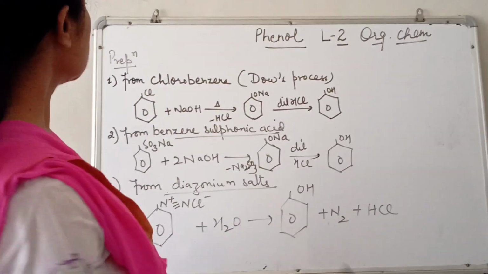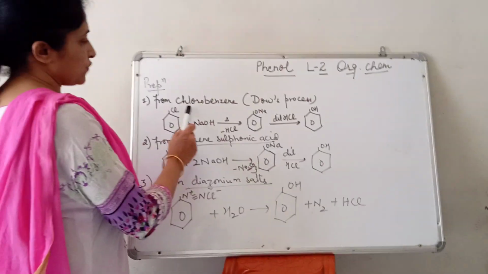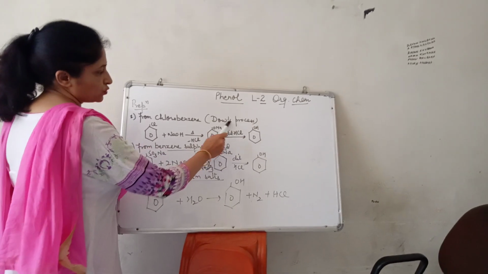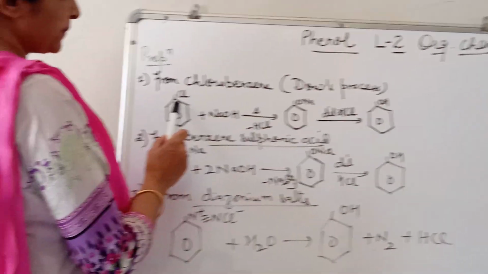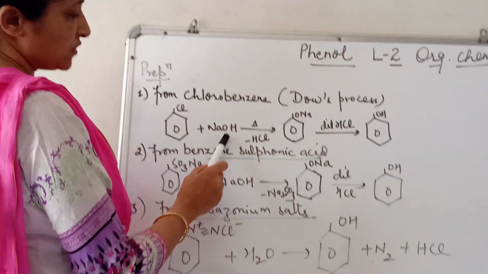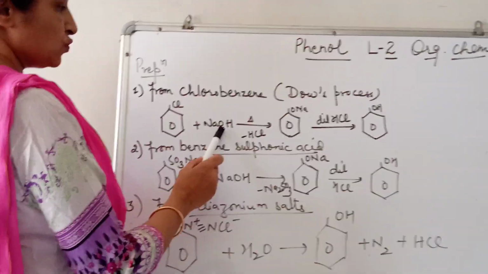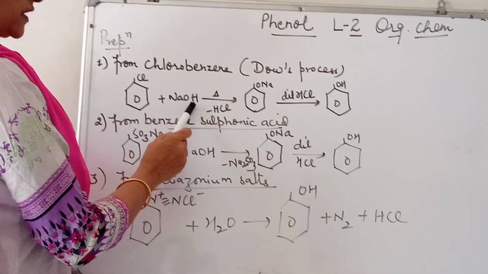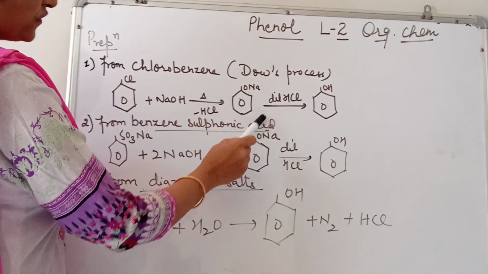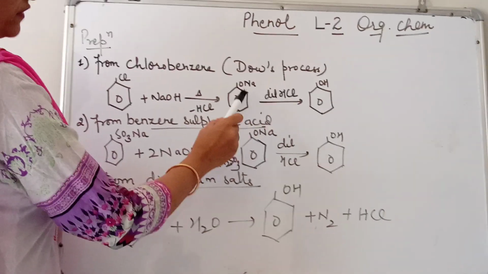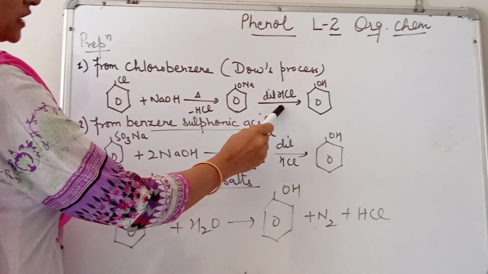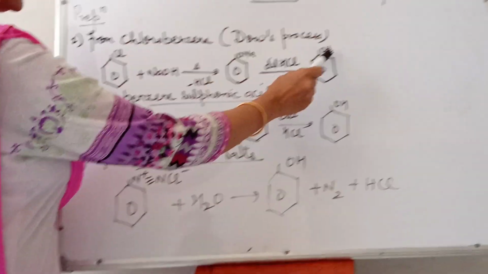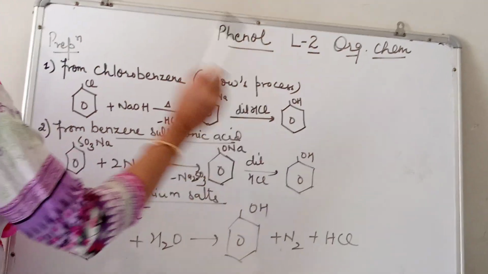Firstly, preparation. The first preparation of phenol is from chlorobenzene. This reaction is known as the Dow process. What happens when chlorobenzene is treated with sodium hydroxide? The ONa will take its position and HCl will be eliminated, so sodium phenoxide is produced. When sodium phenoxide is treated with dilute HCl, this H will replace this Na and phenol is formed.